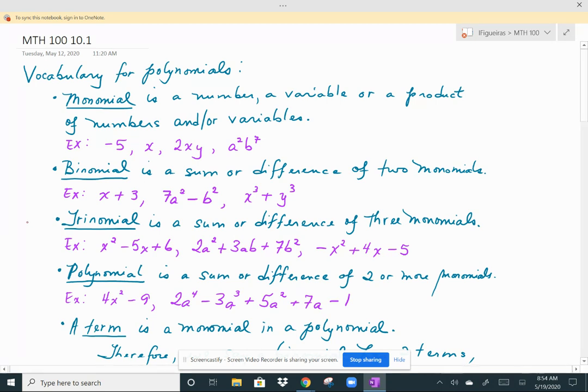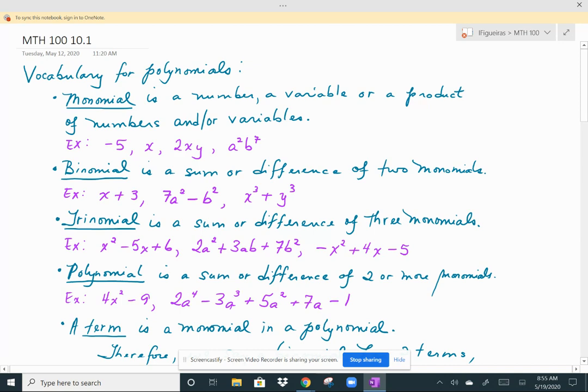Then we move on to a trinomial. The prefix tri means three, so it's the sum or difference of three monomials. Here are some examples: x squared minus 5x plus 6, 2a squared plus 3ab plus 7b squared, or negative x squared plus 4x minus 5.